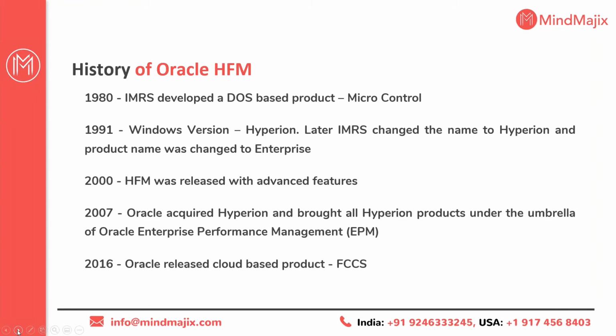A quick history of Oracle HFM. It did not start with Oracle HFM initially. It was called Microcontrol, a DOS product they released in 1980. In 1991, they released a Windows version and gave it the name Hyperion. So the company name was Hyperion when they started in 1991, and after that they changed the product to Enterprise.